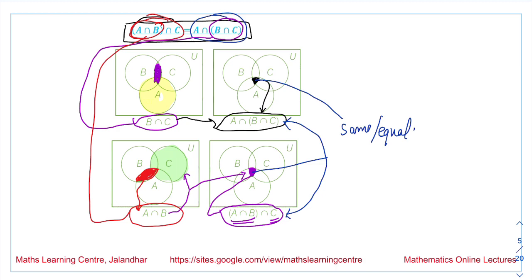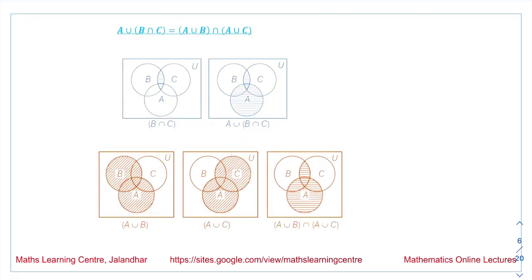Next we are proving the distributive property, the distributive property of union over intersection. So the result we are going to prove is that A union B intersection C is equal to A union B intersection A union C. When we are talking about the left hand side, first of all we have to draw the Venn diagram for B intersection C. So we have taken three sets A, B, C.